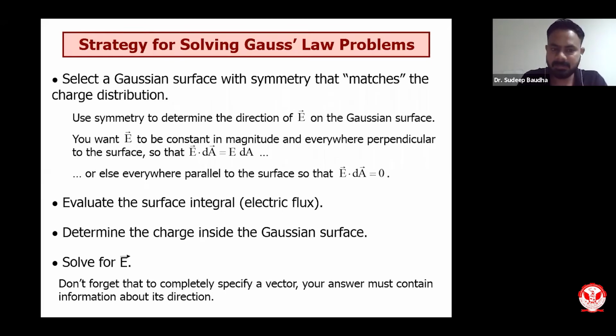Now the third step is to determine the charge inside the Gaussian sphere. So once you know the charge, once you know the flux, you can equate both the left hand side and right hand side, and then you can find out the amount of electric field at that particular point because of that charge. So please remember, don't forget to specify the vector or the direction in which your electric field is. Otherwise, the entire calculation may be wrong.